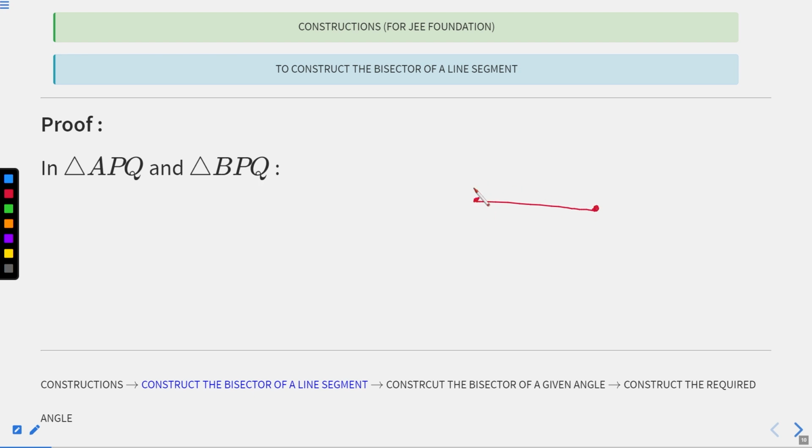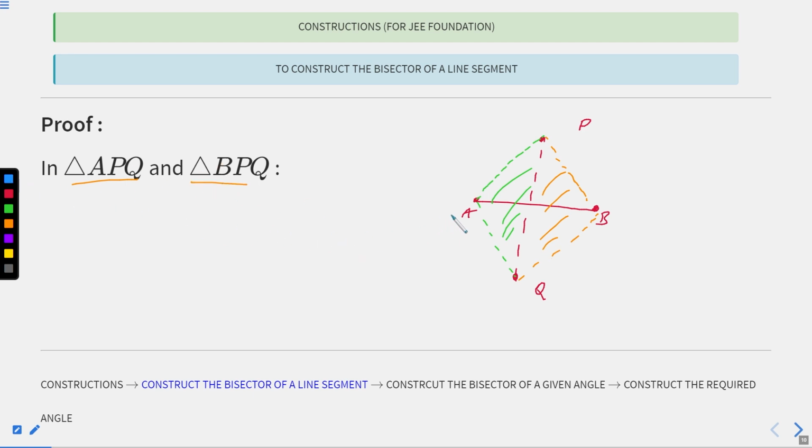A, this B, and this P, this Q. First of all, we join a line like this and like this. So we have two triangles: the triangle APQ and the triangle BPQ.